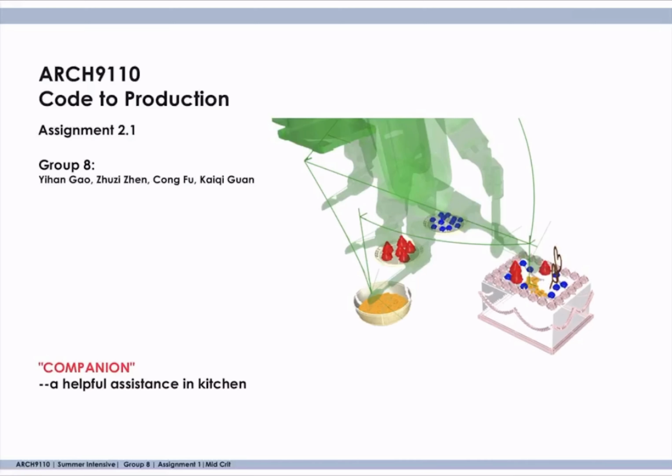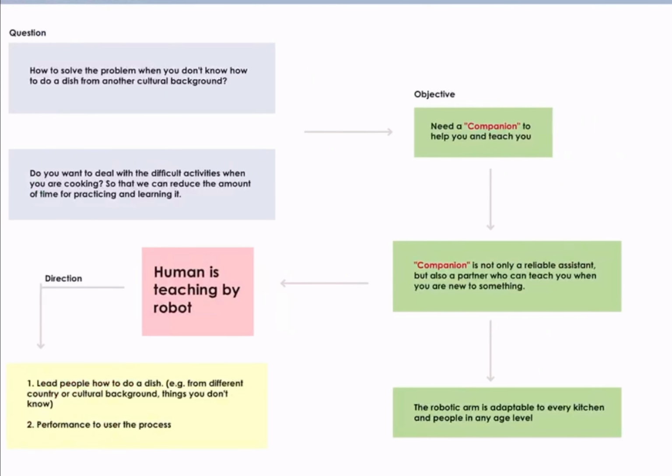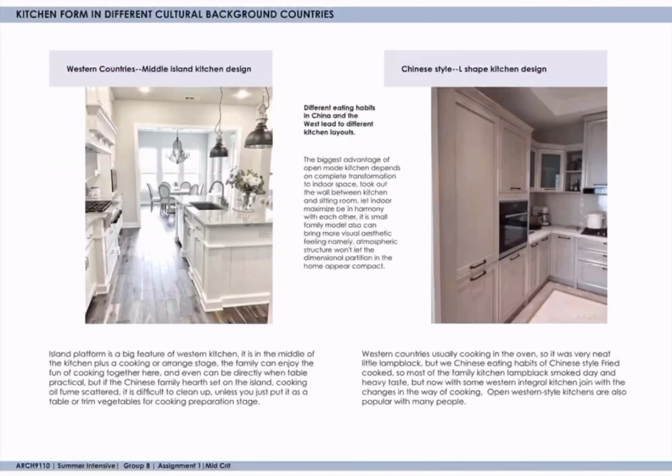Hi, this is Group 8 and here's our design called Companion, which is a helpful assistant in the kitchen. Our idea mainly comes from two questions, and all focus on how to do a dish which is new to you and from another cultural background. So in this situation, Companion becomes a teacher for us, and it's not only adaptable for one dish, it can do all dishes and is adaptable to every kitchen and any age level. So we want to create a multicultural cooking process.